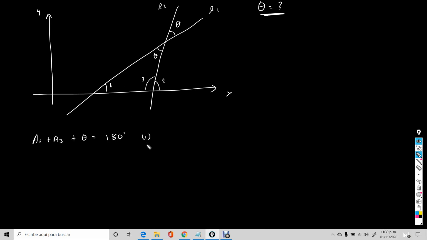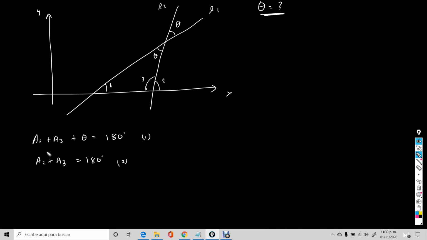Let me call this equation 1. Now, also, the geometry of these two angles, angle 2 plus angle 3, clearly tells me that the addition of those two angles has to be equal to 180 degrees too, because they complete half a turn. The sum of these two angles completes half a turn. Let me call this equation 2.